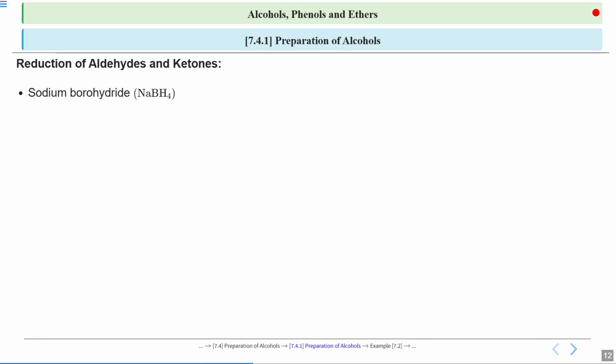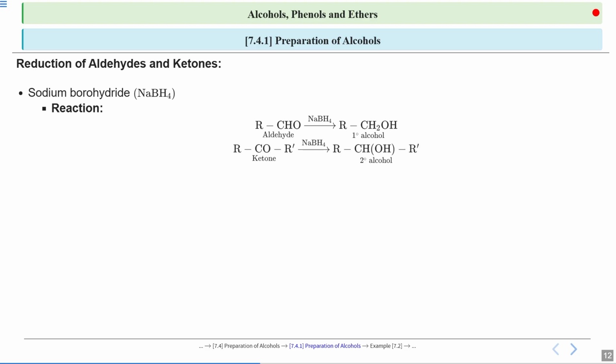Continuing on this, let's talk about our second method under the reduction of aldehydes and ketones, that is sodium borohydride reaction, NaBH4. If you take aldehyde and you're doing the reduction of aldehyde, you can also do it in the presence of sodium borohydride. So when you react the aldehyde with sodium borohydride, it is going to give us primary alcohol. And for the ketone case, the ketone when reacts with sodium borohydride, it is going to give us secondary alcohol.